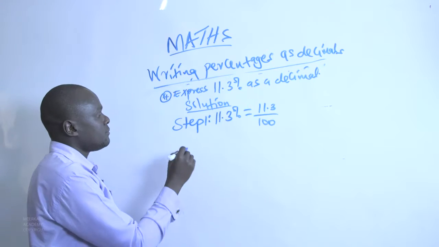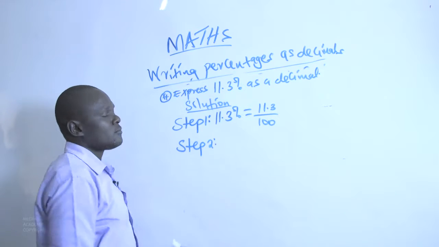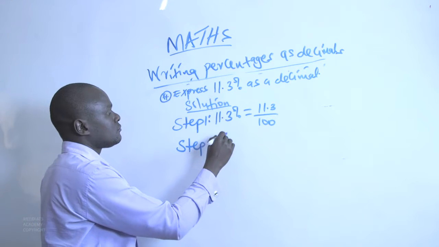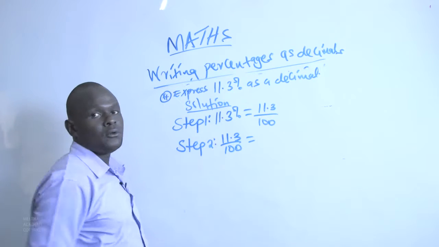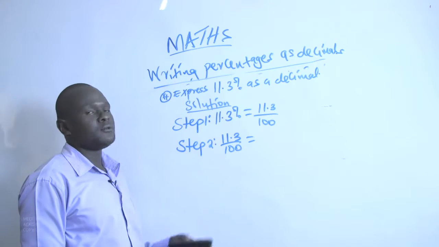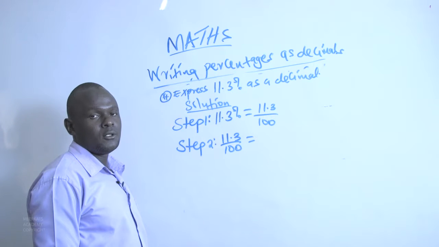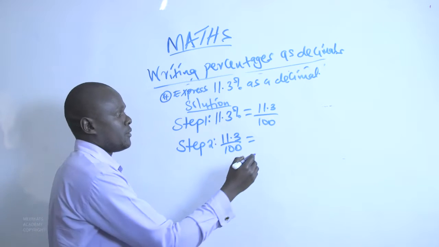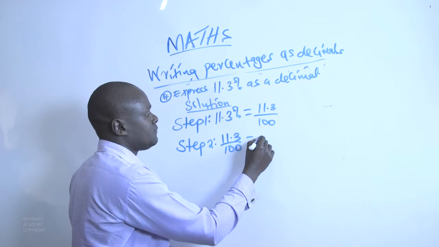Then the second step is division. Which we have said this division is just the same as moving the decimal point 2 places to the left.